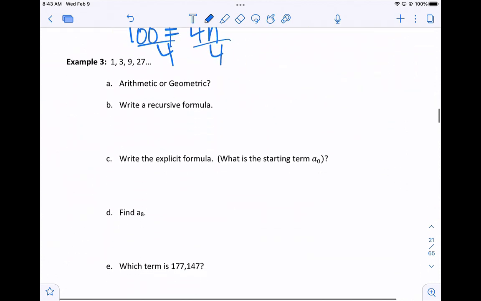Okay, let's look at the next example. Is this arithmetic, geometric, or neither? This is definitely geometric, right? We're multiplying by 3 every time. Whoopsies. Write the recursive formula.